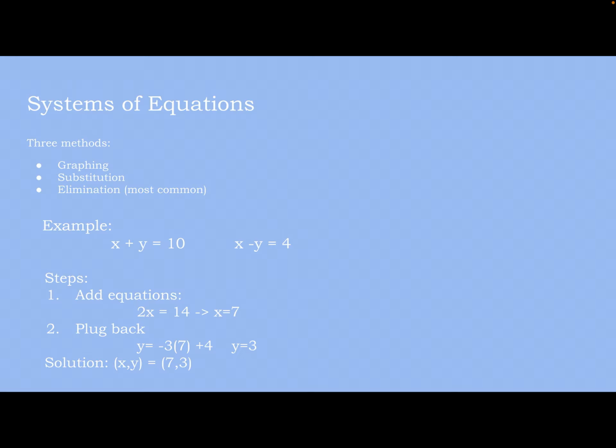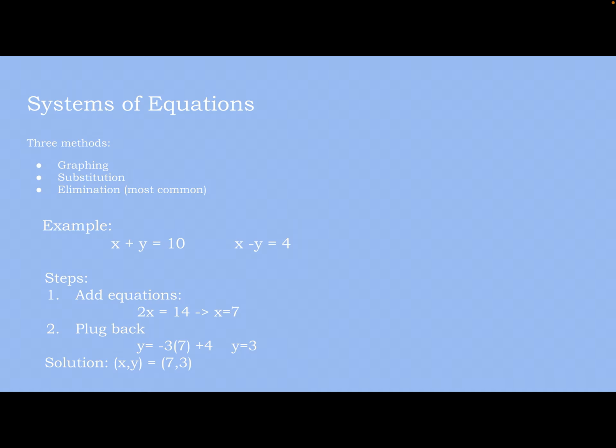2x equals 14. You get this because the two x's combine to be 2x, and y minus y is 0, so there's no y, and then 10 plus 4 is 14. So you then divide by 2 and you get x equals 7. Then you're going to plug x equals 7 back into the original equation of x plus y equals 10 to get y equals -3 times 7, which is -21, plus 4, meaning y equals 3.